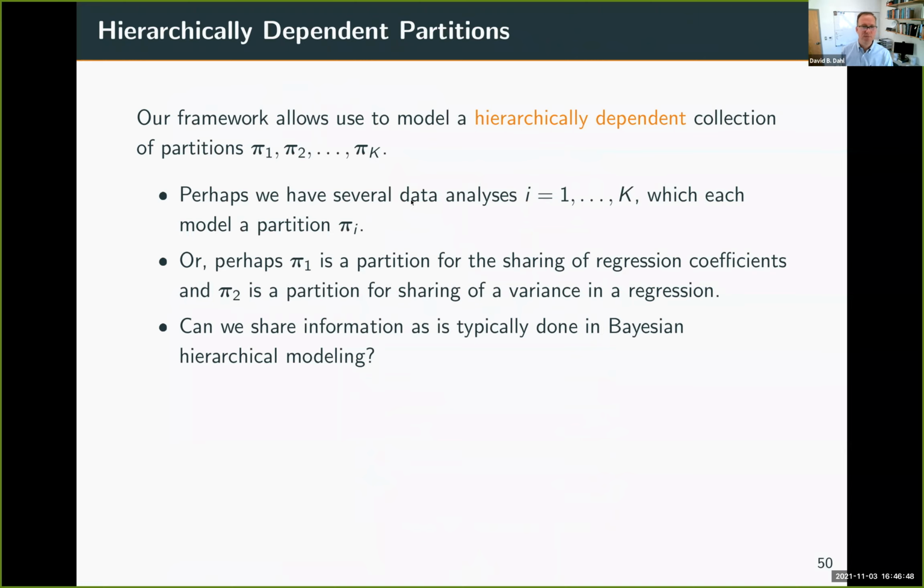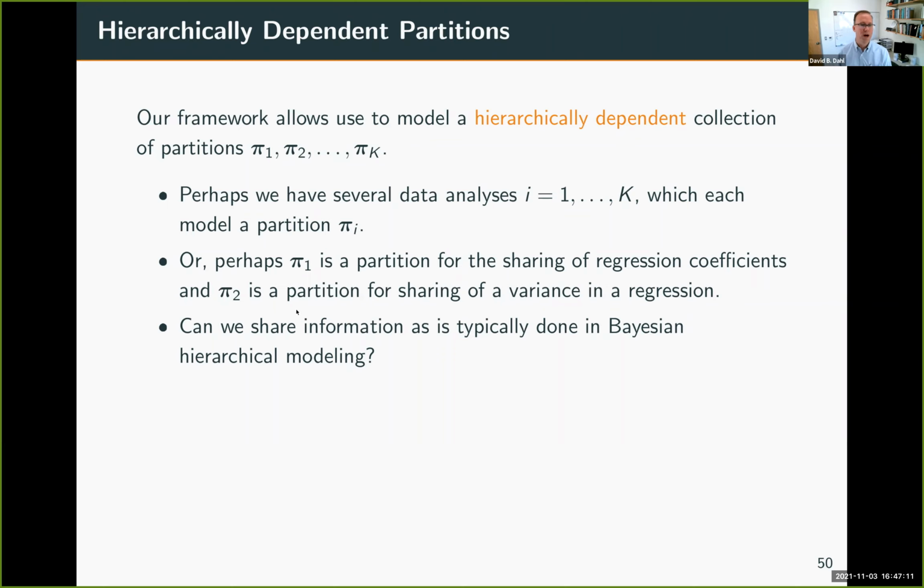And so for each data analysis, we have a partition pi I. Or perhaps we have a regression analysis where we have a group of covariates that we want to partition, and another group of covariates that we also want to partition, but we don't want to constrain the partition for the first group of covariates to be the same as the partition for the second group. But yet we might like there to be some sharing of information in these two different partitionings.